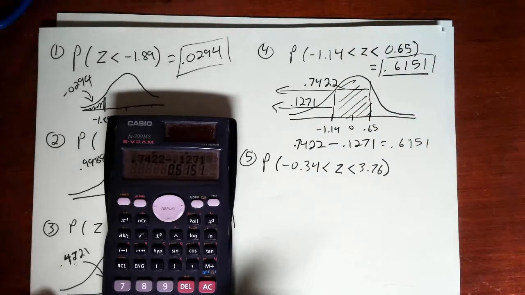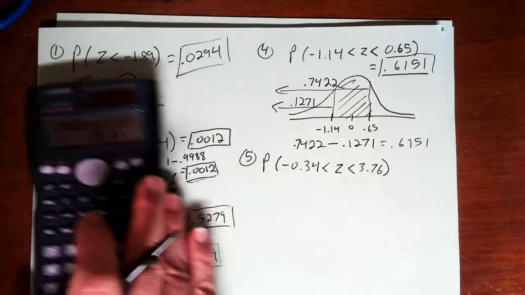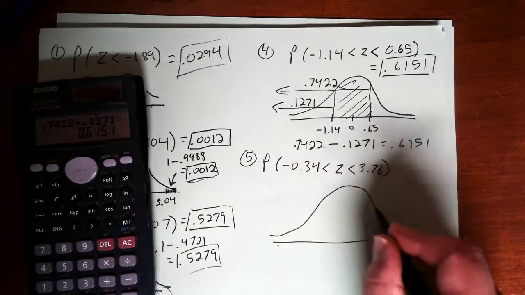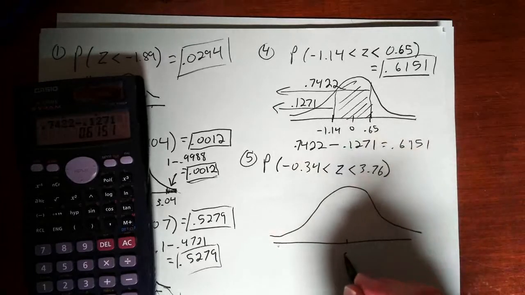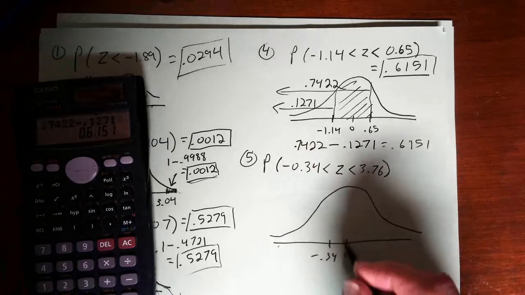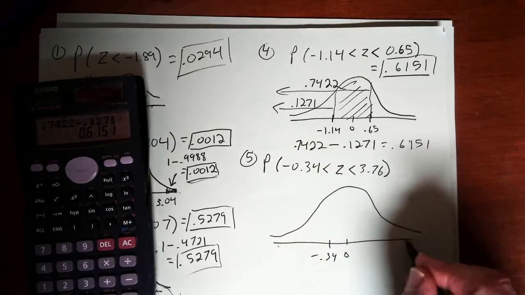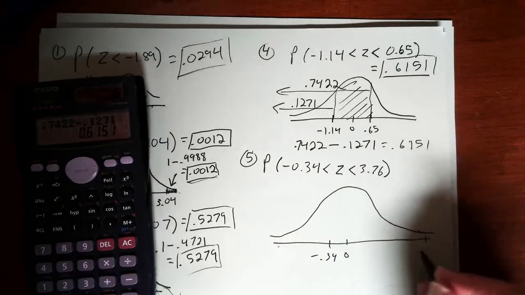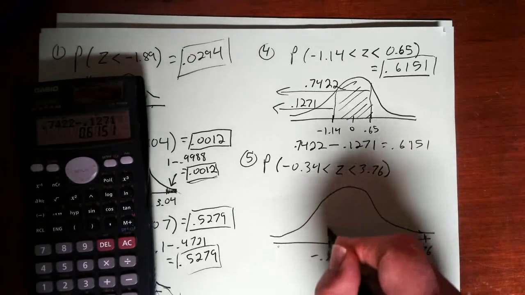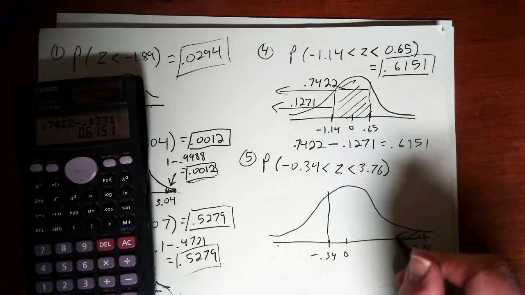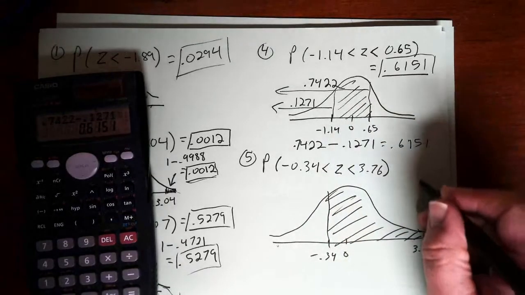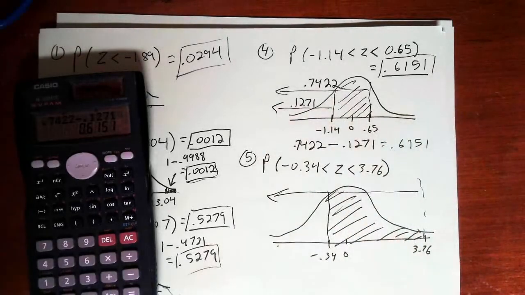Okay? Now this is another between one. And this one you probably had a problem. Let's see what it is. So this is negative, kind of close to 0, negative 0.34. And this one is really extreme, like way out in the tail, 3.76, right? And you want to find the area between these two. Okay? Well, we got to look up both z-scores and subtract the area.